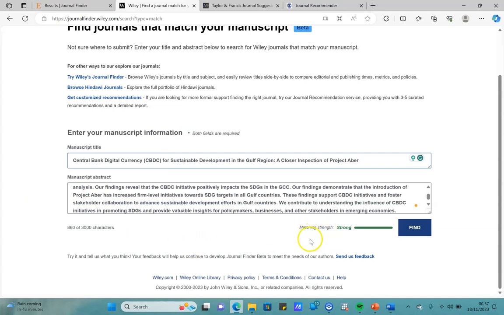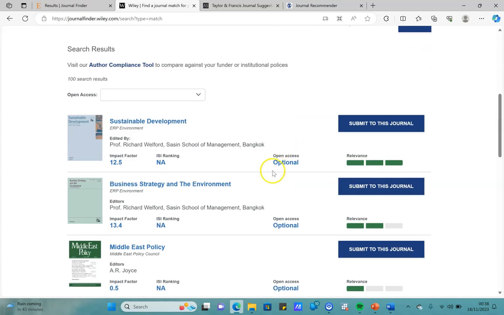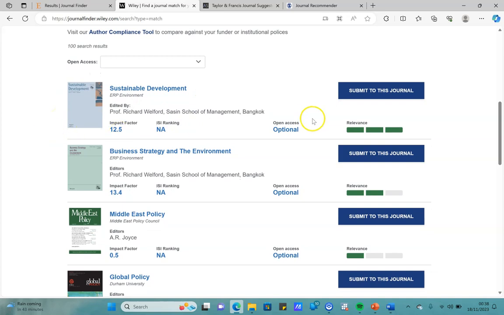And you see that after they got my information, they say that the matching strength is very strong. That means the more information you provide to the system, the better it can match this paper's abstract with the aims, scope, and past publications of those journals. So let us click on find. Okay, so this is what the system is suggesting. Based on the current information, this is the best match.